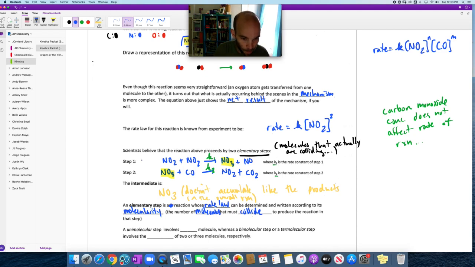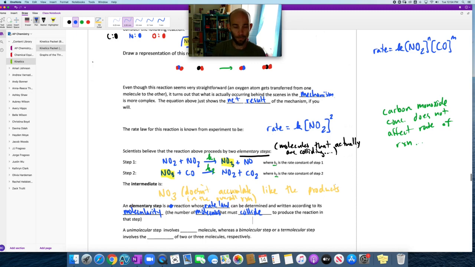So for instance, in step 1, 2 molecules have to collide here. So that has a molecularity of 2. That's called bimolecular, right? And so this step 2 is also a bimolecular step. Unimolecular steps involve 1 molecule. Bimolecular and termolecular involve the collision of 2 or 3 molecules respectively.